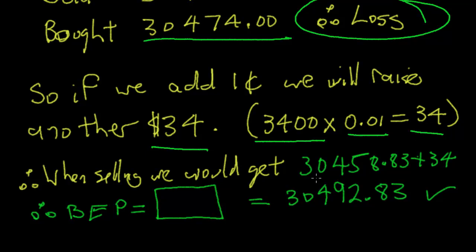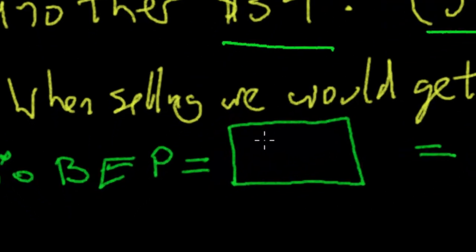So if I add that $34 onto our selling price, we'll get $30,492. When we get $30,492, that is higher than the price we bought them at. Okay, we've added on that $34, which we'll get from selling, adding an extra cent on, and therefore we get above the price that we bought them for. So therefore our break-even price is going to be, instead of $9.16, it'll be $9.17.